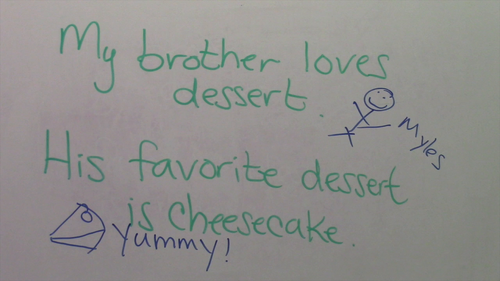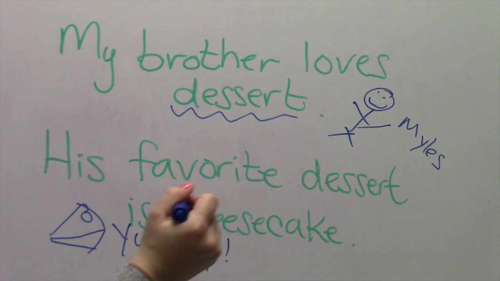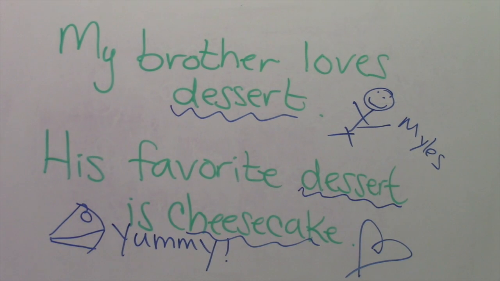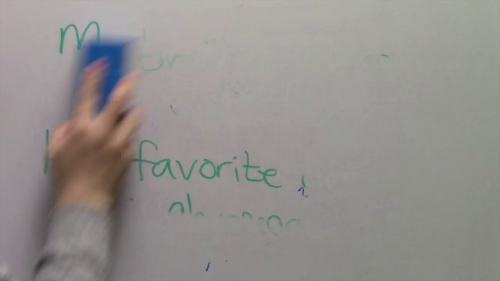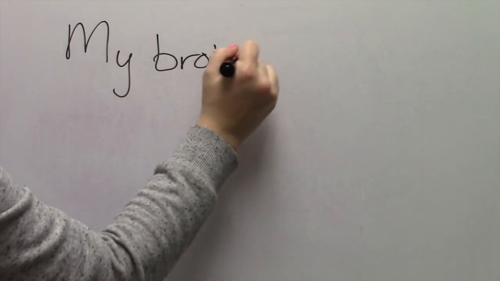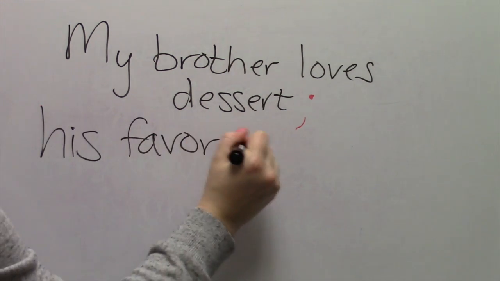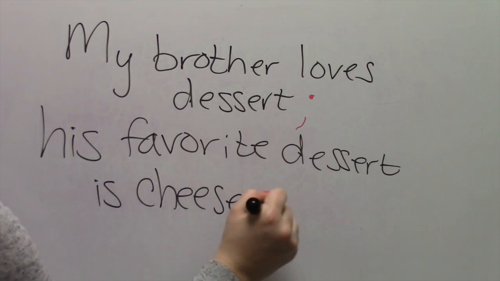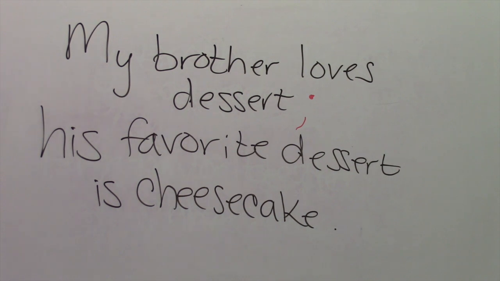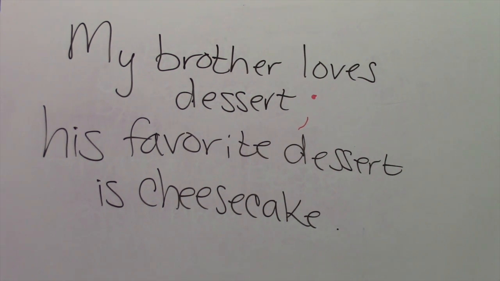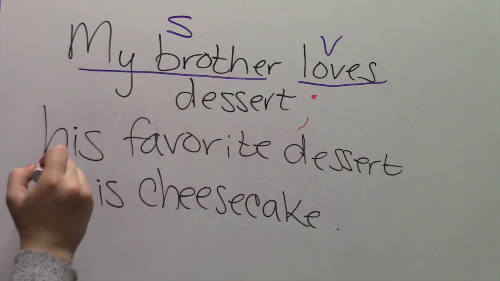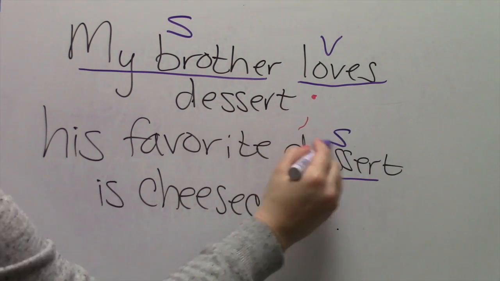But we first have to make sure that the two independent clauses relate to or contrast one another. So do these two relate? Yes, because they're both talking about dessert. Great! Now let me show you what the sentence looks like with a semicolon. A new, long, complex sentence. My brother loves dessert; his favorite dessert is cheesecake. As you can see, the semicolon comes between each independent clause, which we know has its own subject and verb.